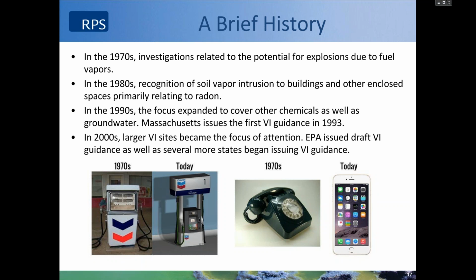In 1993, Massachusetts issued their first vapor intrusion guidance, and that's really what got what Greg and I deal with most days started. In the 2000s, larger VI sites started to become a problem. You started to see a lot more of the Superfund sites having vapor intrusion concerns, and you saw screening across the country. So I put this little picture here just to have a little comparison of our old gas station pumps versus what they look like now, and then everybody's probably got a phone in their pocket compared to one that used to be tethered to the wall. So lots changed since the 70s.